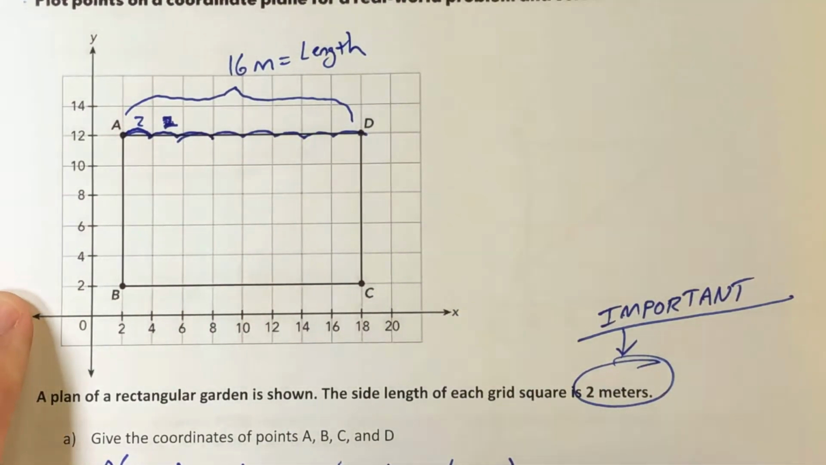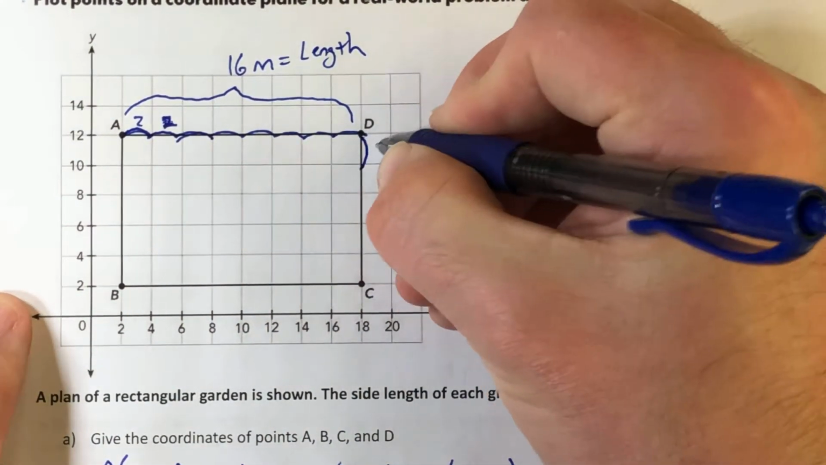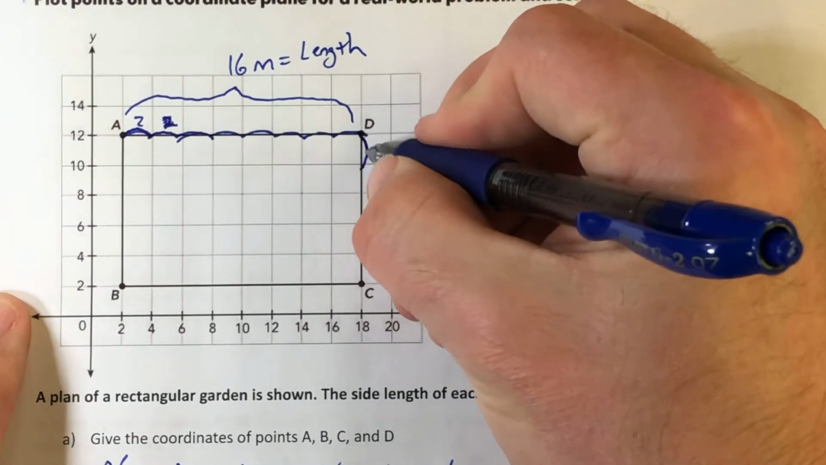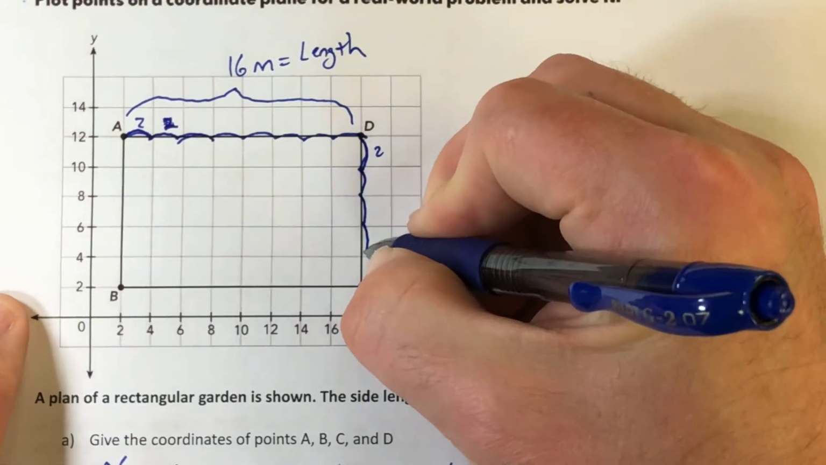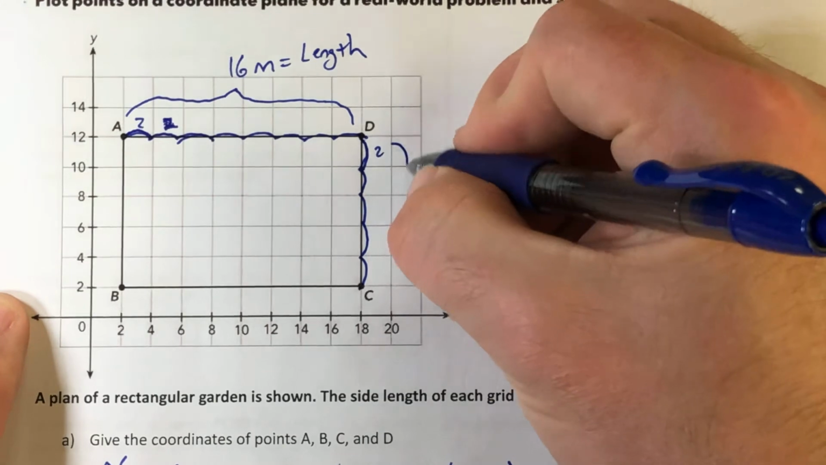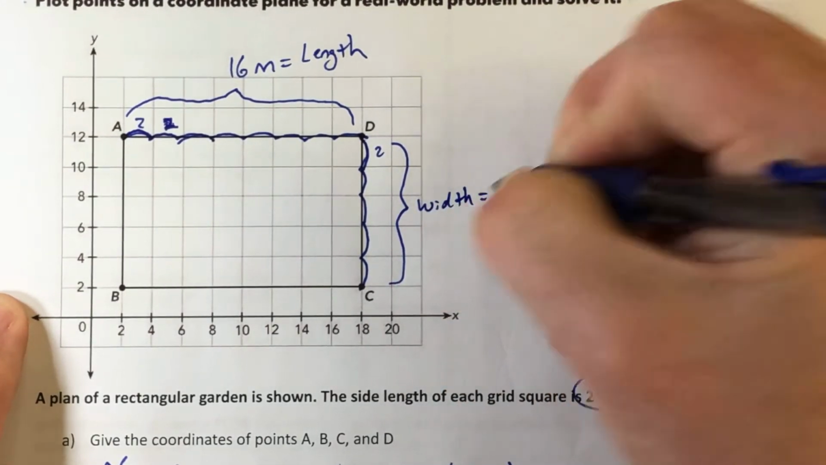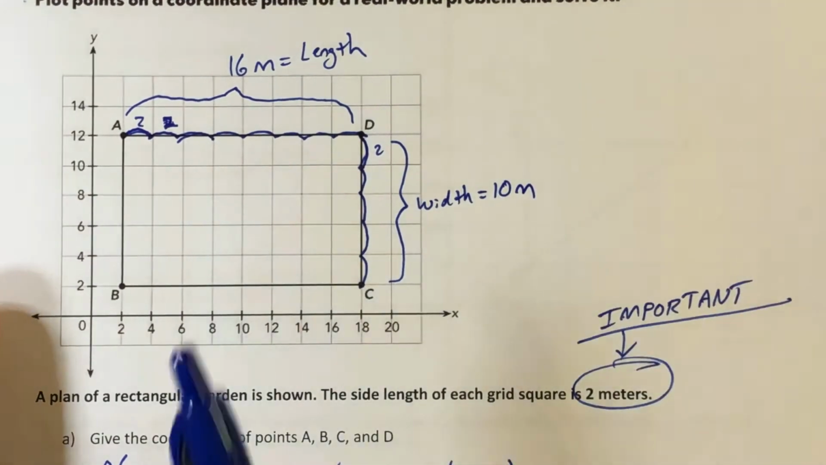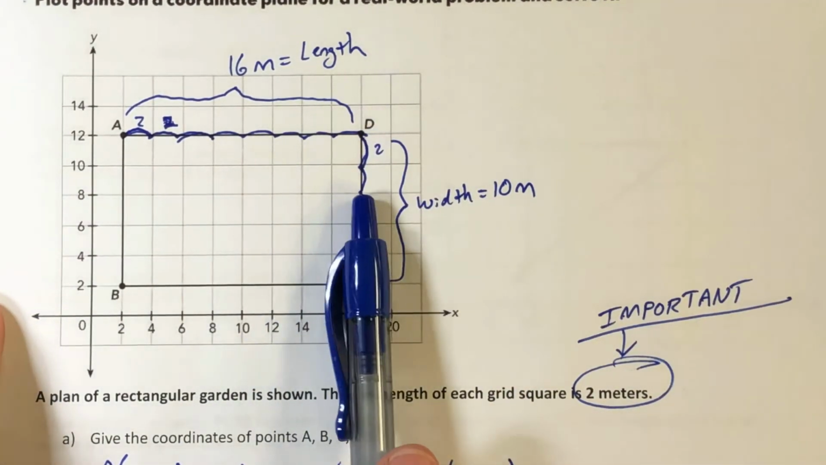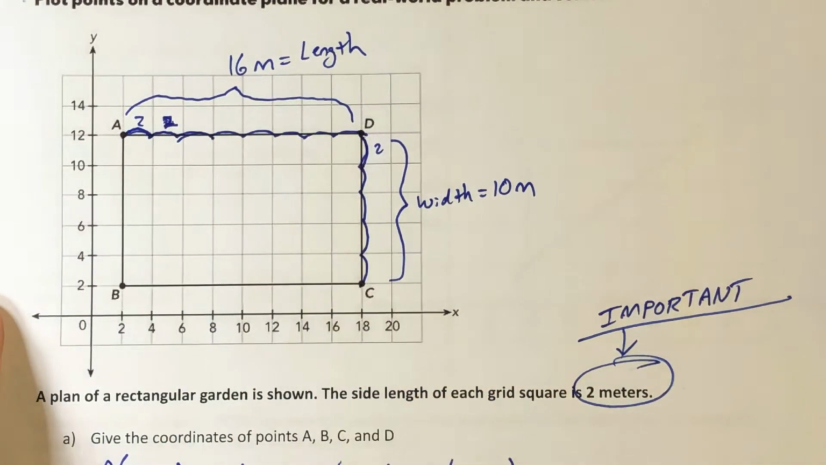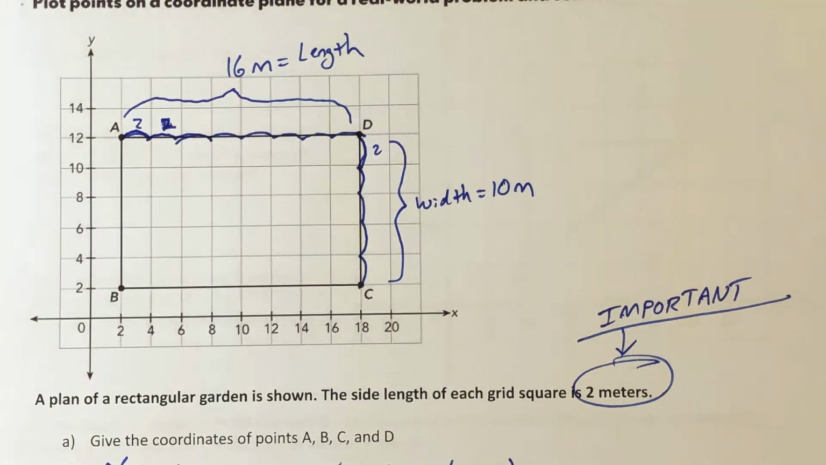Next, let's do our width. So again, each is counting by twos. So 2, 4, 6, 8, 10. So our width is 10 meters. I could use a shortcut, but again, it's not really a shortcut if things are already graphed for you.